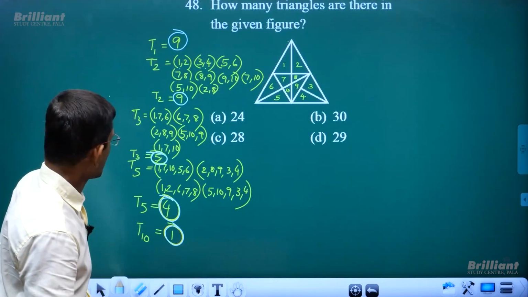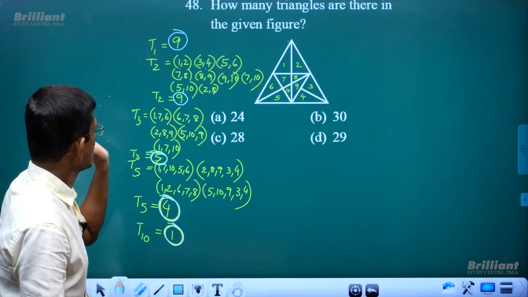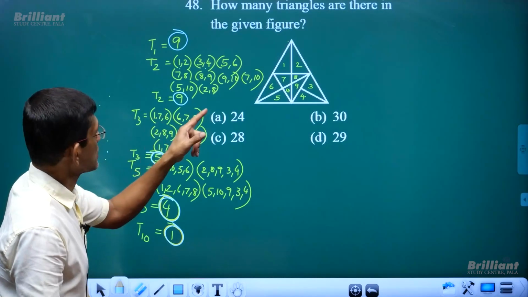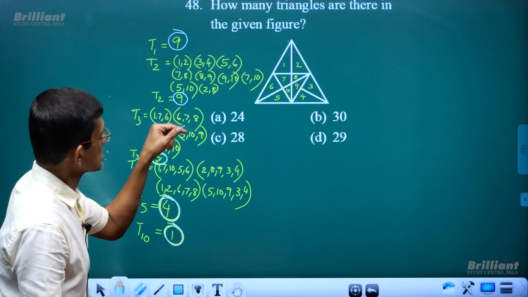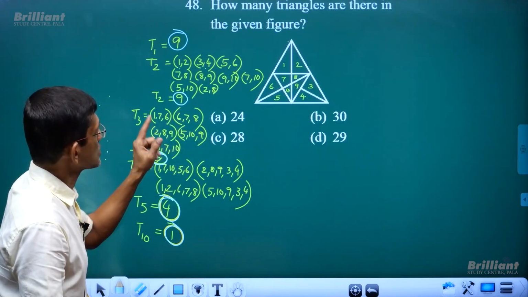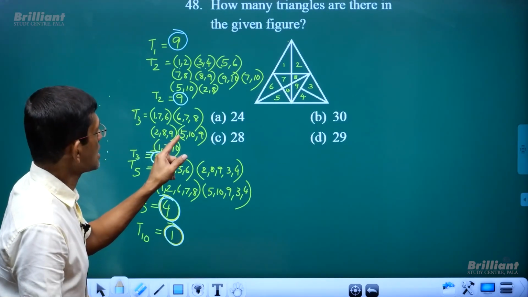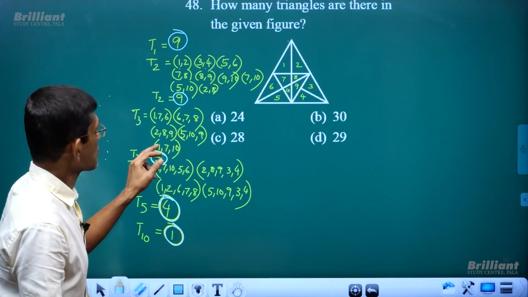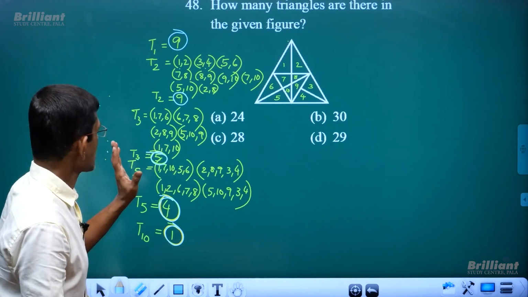Check it out, is there any kind of repetition? This is T1, 9 pieces, correct? T2, 9 pieces, correct? T3: 1, 7, 6 is a triangle, 6, 7, 8 is a triangle, 2, 8, 9, yes, that's a triangle. 5, 10, and 9, yes, that's a triangle as well. 1, 7, 10 is a triangle as well.